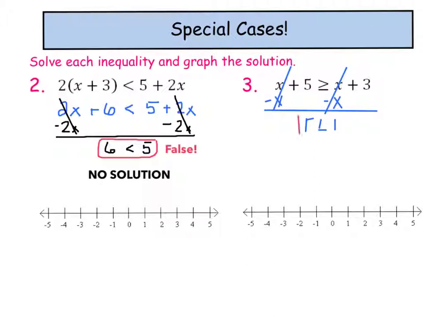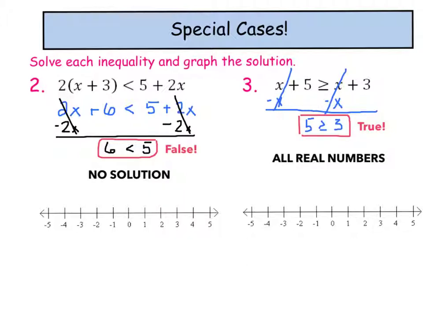Now the difference is 5 is greater than or equal to 3 is definitely a true inequality. So this inequality will be true no matter what number you put in for x. Therefore, we say that all real numbers are solutions to this inequality.